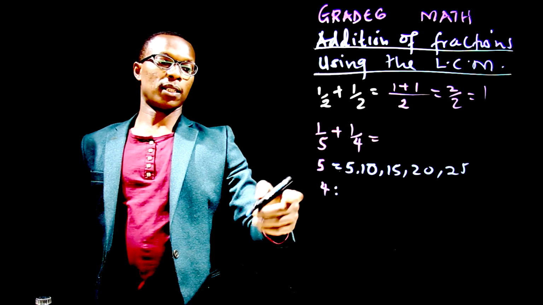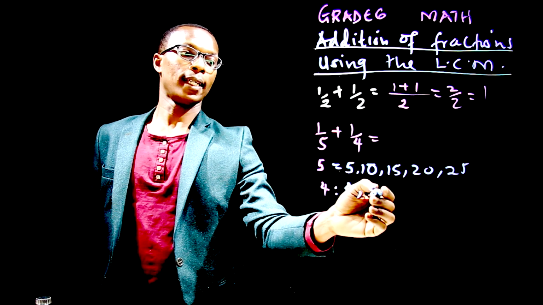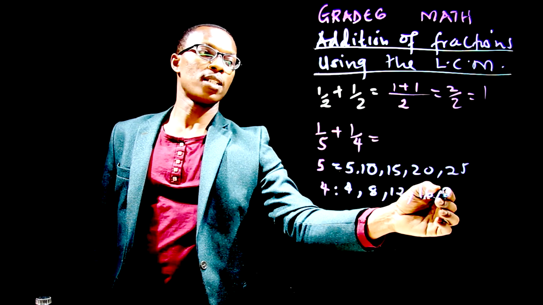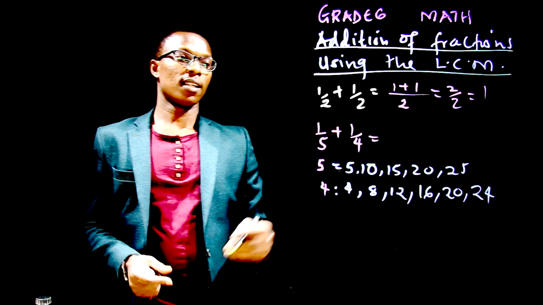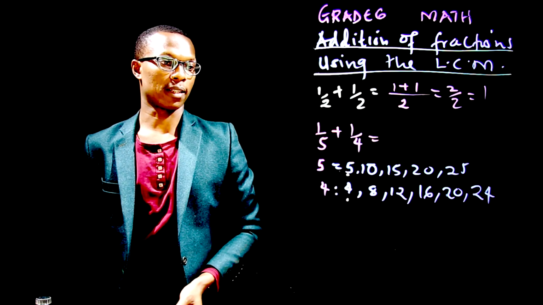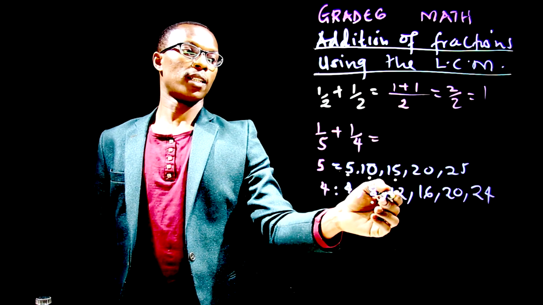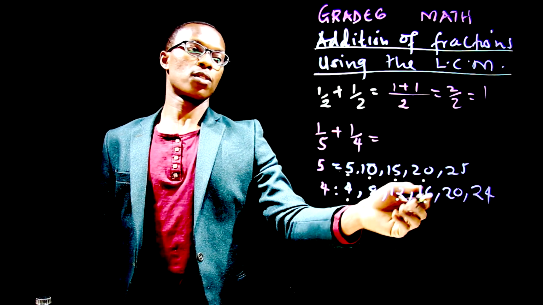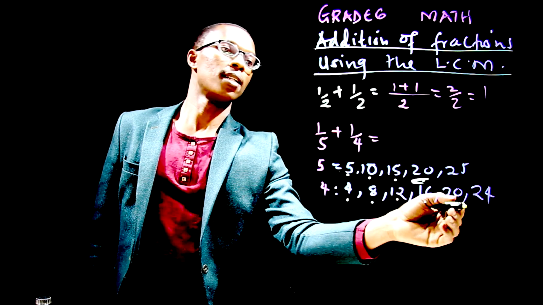And then we also look at the multiples of 4. 4 times 1 is 4. 4 times 2, 8. 4 times 3, 12. 4 times 4 is 16. 4 times 5, 20. 4 times 6 is 24. Perfect. Now we're looking at the least common multiple. 5 and 4, we can't pick that, they are not common. 10 and 8, not common. 15 and 12, not common. 20 and 16, not common. 20 and 20, this is common, so this is our LCM.